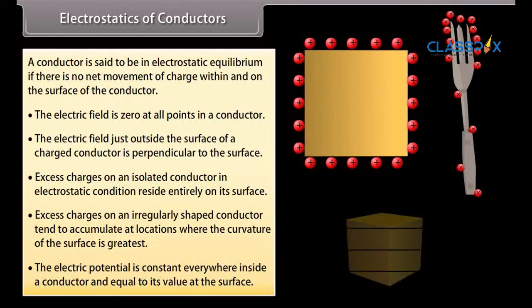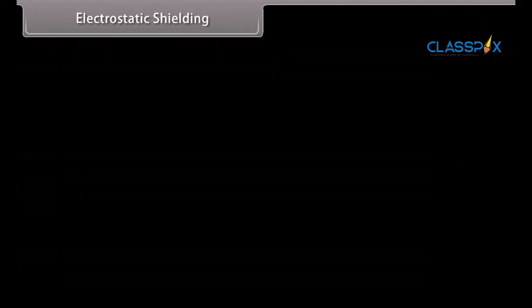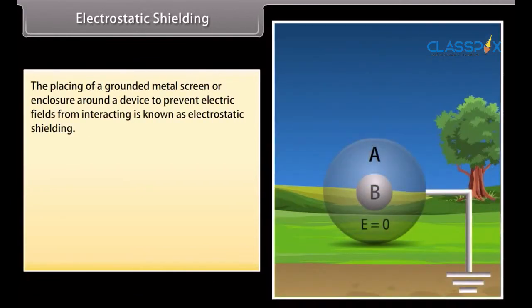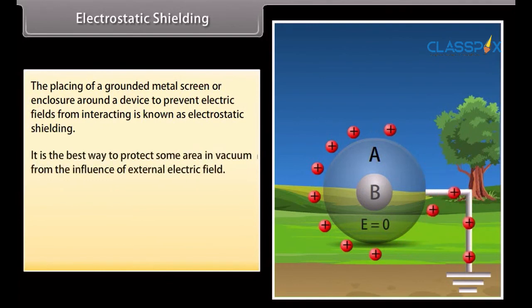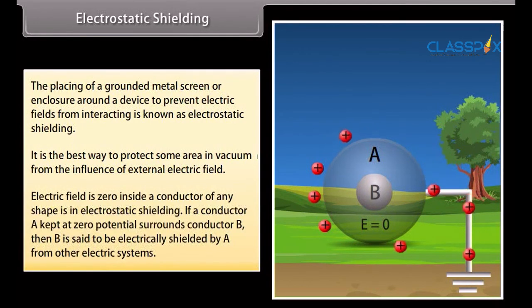The electric potential is constant everywhere inside a conductor and equal to its value at the surface. Electrostatic shielding. The placing of a grounded metal screen or enclosure around a device to prevent electric fields from interacting is known as electrostatic shielding. It is the best way to protect some area in vacuum from the influence of external electric field. Electric field is zero inside a conductor of any shape in electrostatic shielding. If a conductor A kept at zero potential surrounds conductor B, then B is said to be electrically shielded by A from other electric systems.